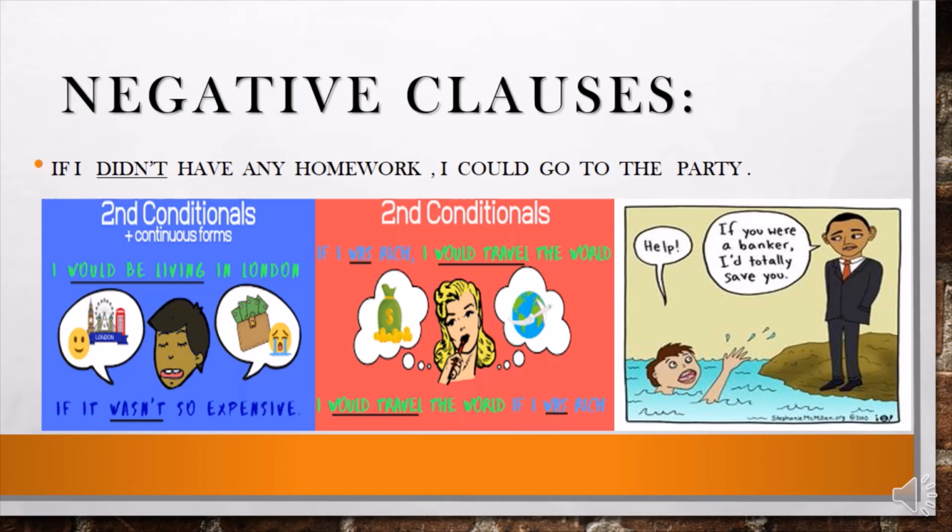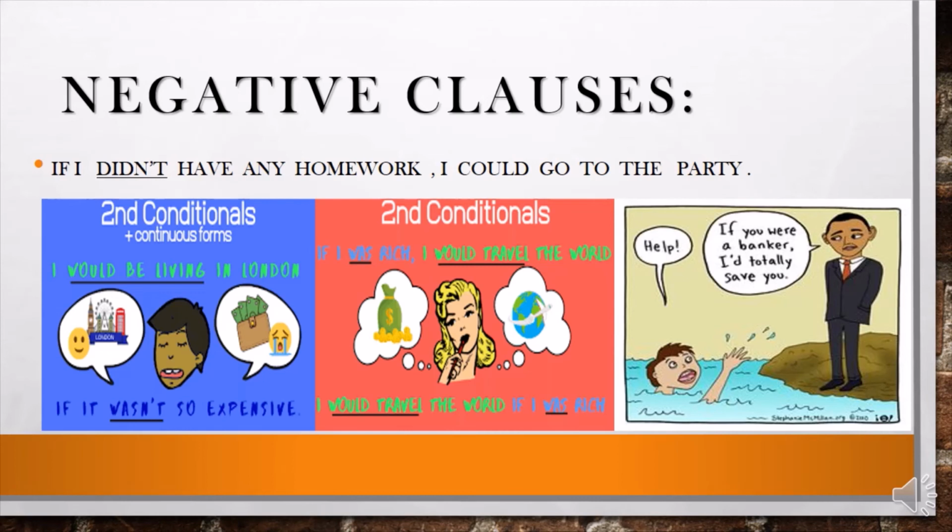The second one, if I was rich, I would travel the world. And if you notice, type 2 is like a wish, and this wish could happen. It might happen. So if I was rich, here the simple past form of be is was. If I was rich, I would travel the world, or you can say I would travel the world if I was rich. Both are correct.